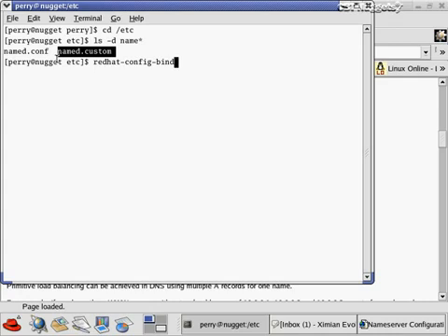A lot of times if you're reading a book on Linux or you're reading a book on Unix or whatever, it says, okay, change this in named.conf. Well, in Red Hat Linux, you should use the GUI tool to change named.conf, and then any other changes you need to make go to named.custom.